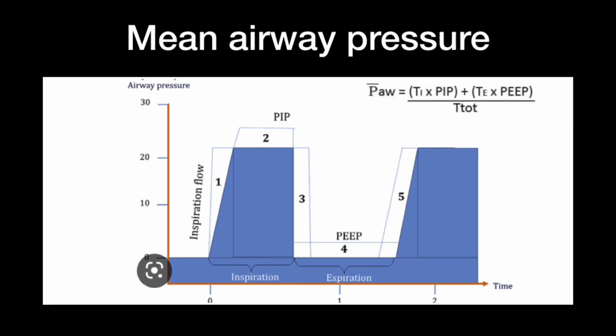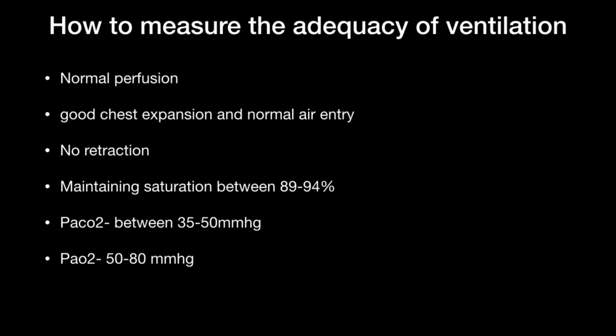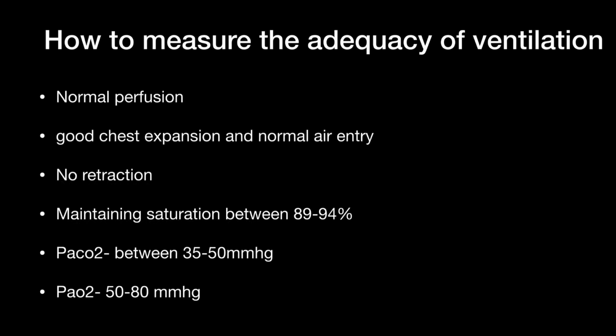Now, how do we assess the adequacy of ventilation, both clinically and in the laboratory? Clinically, the baby should have normal perfusion, good chest expansion with normal air entry, should not have increased retractions, and should ideally be maintaining saturation between 89 to 94%. And lab-wise, the blood gas analysis should have a CO2 between 35 to 50 and a PaO2 around 50 to 80.